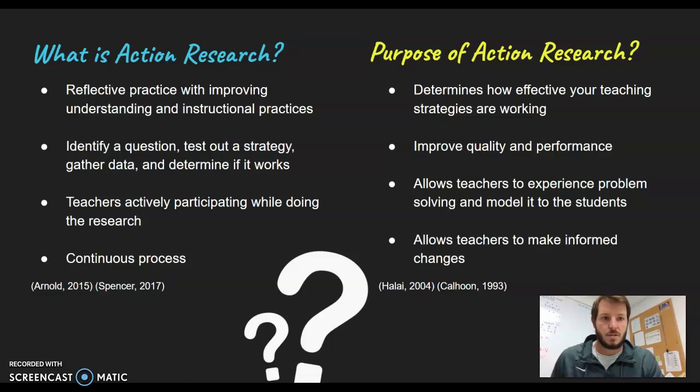The purpose of action research is to determine how effective your teaching strategies are working, to improve the quality and performance, keeping student success and well-being in mind. Want to identify what is working best for our students to allow them to grow. It allows teachers to experience problem solving, and show that and model it to our students, and allows teachers to make informed changes. By being a part of the research yourself and actively doing it, it allows us to identify what's most effective for our students.